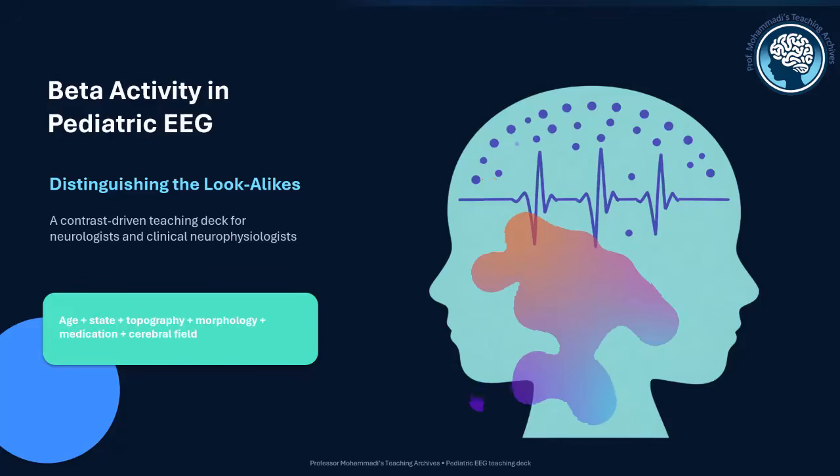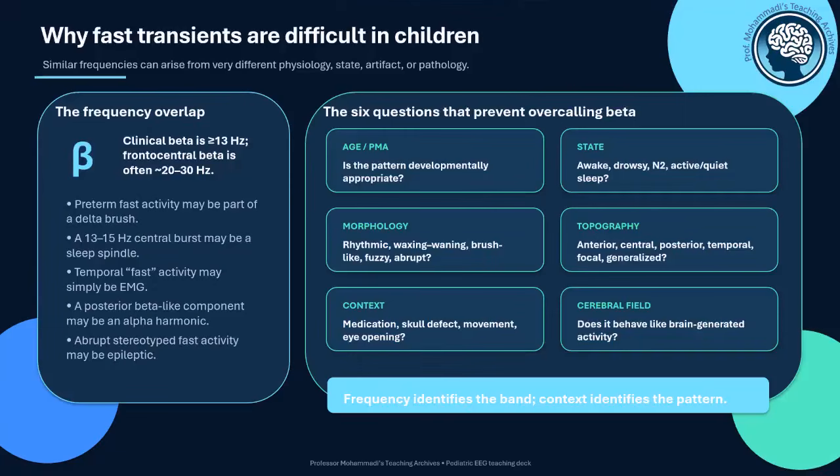Next slide, please. Fast transients can be particularly difficult to interpret in children because very different processes may generate activity within a similar frequency range. Clinically, beta activity is generally defined as activity at 13 Hz or above, with frontal-central beta frequently appearing around 20 to 30 Hz. But that frequency range alone tells us very little.